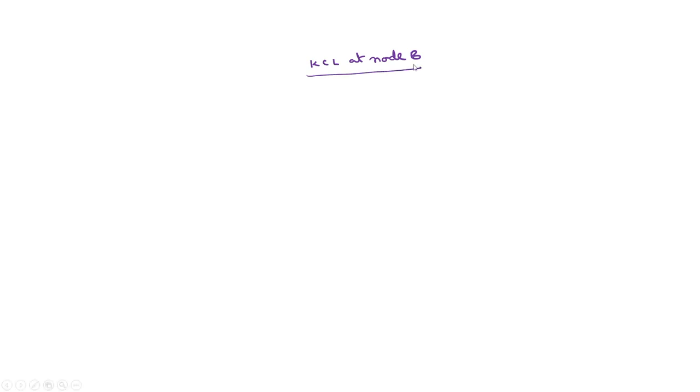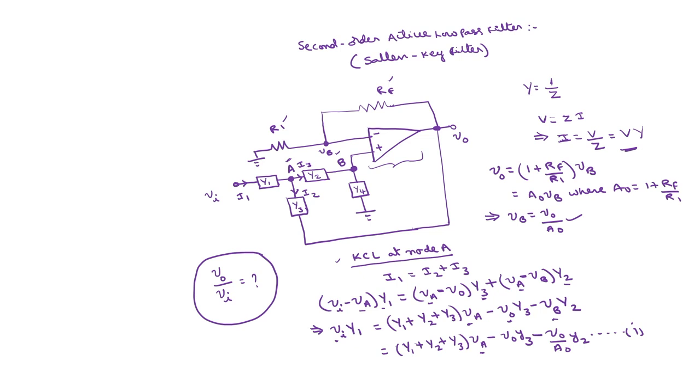So, what is KCL at node B? This is the current I3, and here the current is 0 because the op amp is ideal. The entire I3 will flow through Y4 also. So, if I write the expression for I3 in terms of A and B, I will write I3 is equal to (VA minus VB) into Y2. I3 also has another expression in terms of VB and ground: VB times Y4.